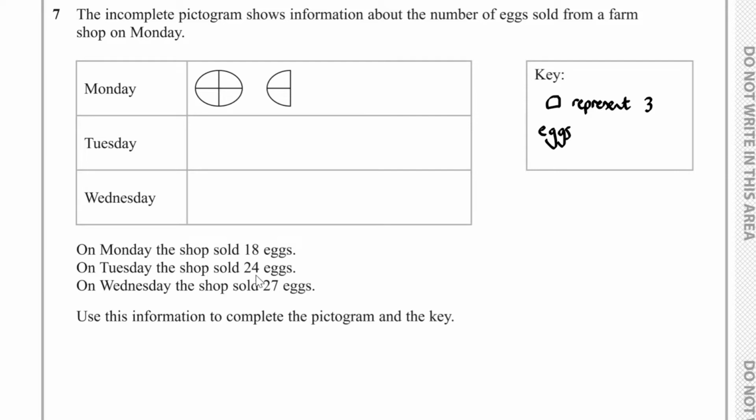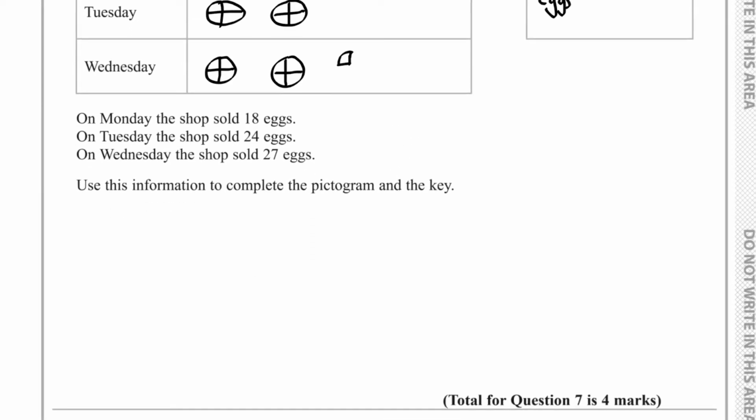So on Tuesday the shop sold 24 eggs. So we've got here 3, 6, 9, 12, and another one of those, 15, 18, 21, 24. So here we've got 24 eggs, and for 27, well, we have 24, which is shown by these two here, and then we need another 3 as shown here. So this is our completed pictogram.